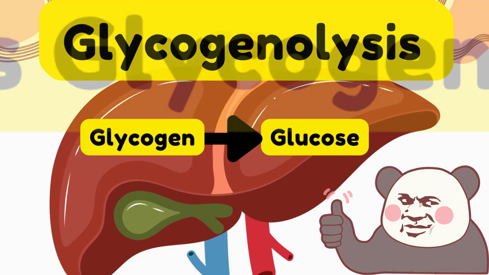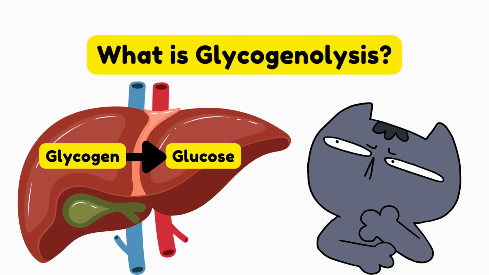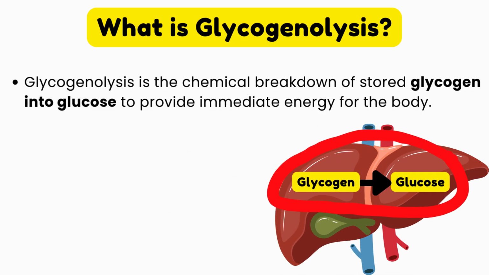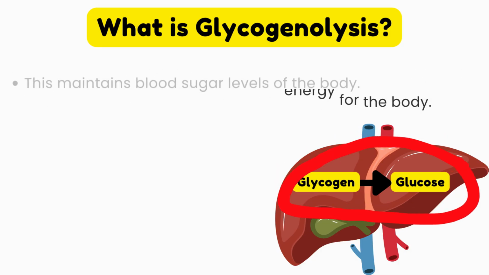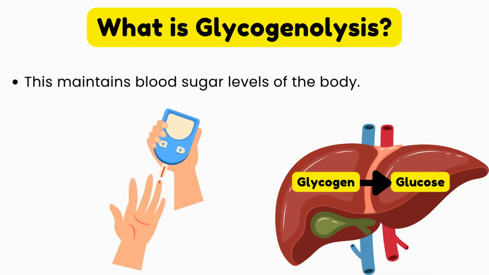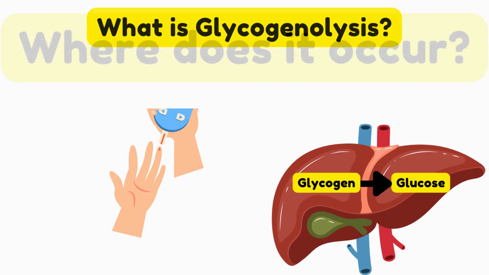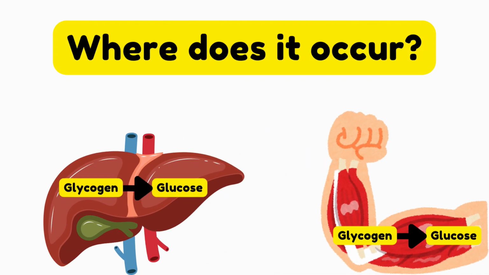Glycogenolysis. What is glycogenolysis? Glycogenolysis is the chemical breakdown of stored glycogen into glucose to provide immediate energy for the body. This maintains blood sugar levels of the body. Where does it occur in the body?